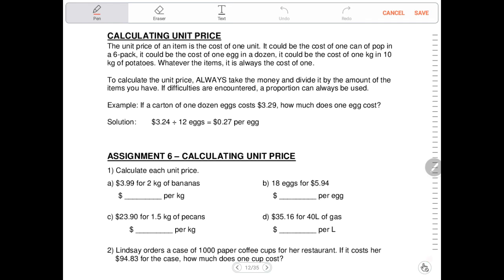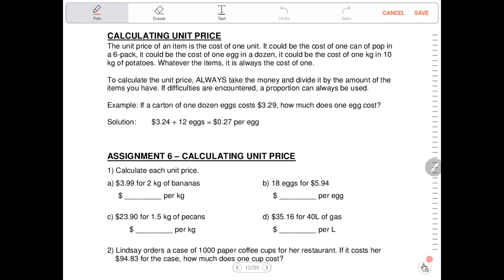Hi everyone, now we're going to move on to what is called unit price. This is a major topic within this course, within this unit, and to be honest, this is one of those topics that will serve you well in life. This is one of the main reasons why you buy things in quantity.